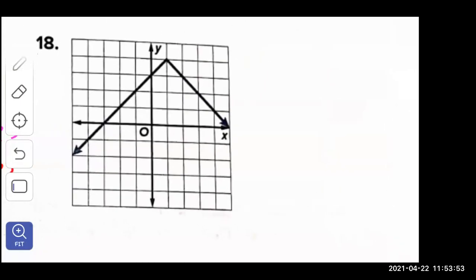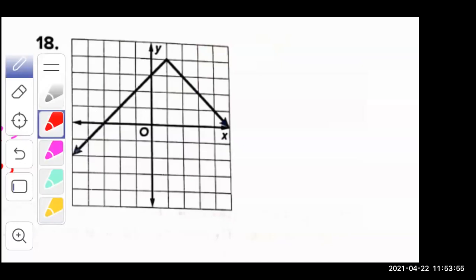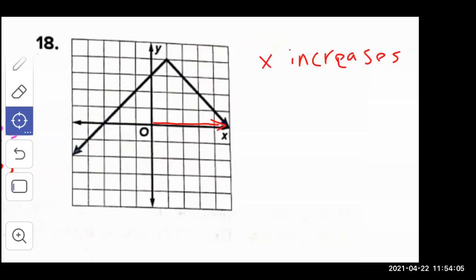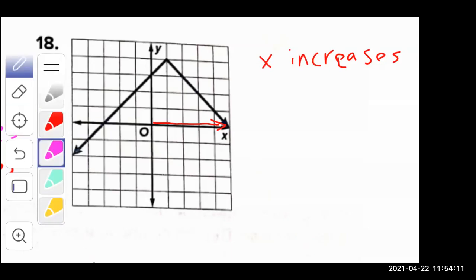Okay, let's go to number 18 and see what the behavior is for this particular one. Again, let's move to the right. If x increases, what happens with y? Y decreases. Take a look. If you move to the right, this is getting down. Okay, y decreases.